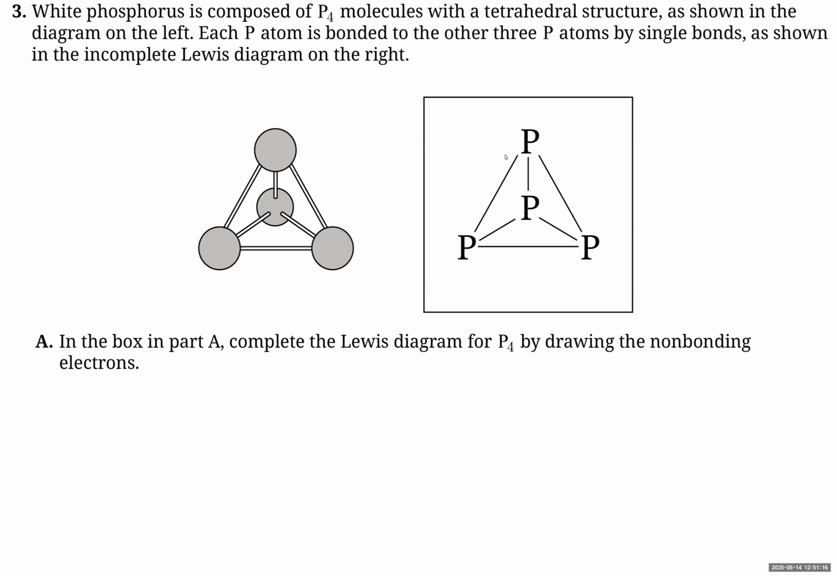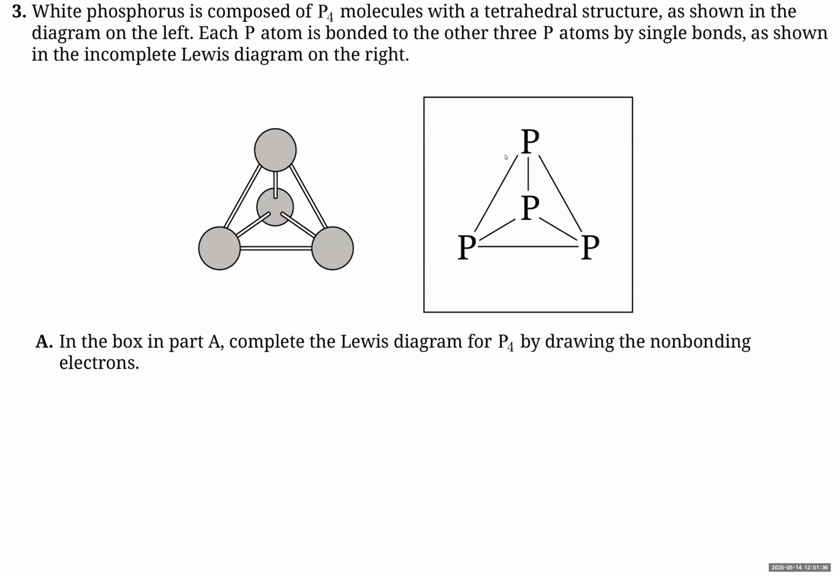I'm going to go over the 2025 AP Chemistry FRQ question number three. White phosphorus is composed of P4 molecules with a tetrahedral structure as shown in the diagram on the left, or below in this case. Each P atom is bonded to three other P atoms by single bonds as shown in the incomplete Lewis diagram on the right.